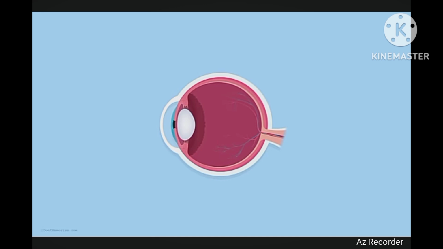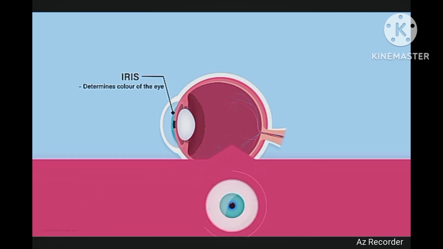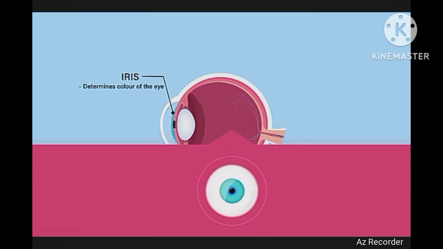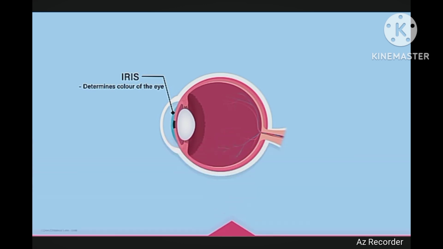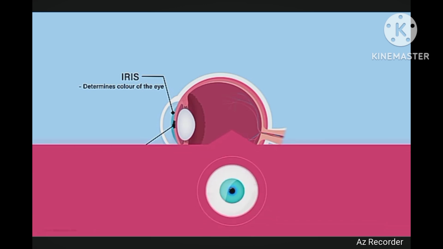Behind the cornea, there is a dark muscular structure called the iris. The iris determines the color of the eye. For instance, when we say that a person has blue eyes, it means that the color of the iris of the person's eye is blue. Now there is a small opening at the center of the iris for the light to enter. Do you know what it's called? It's called the pupil.